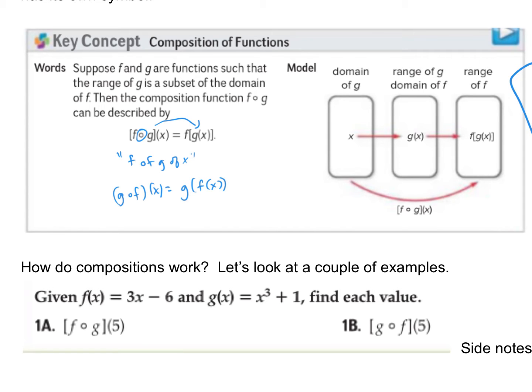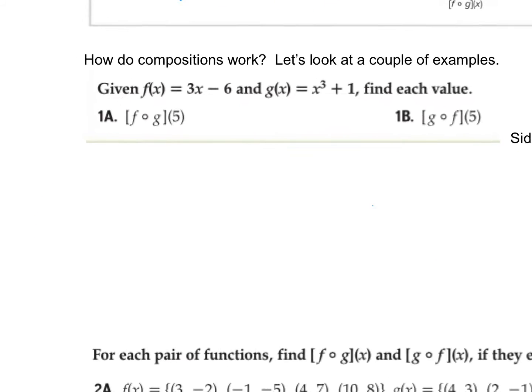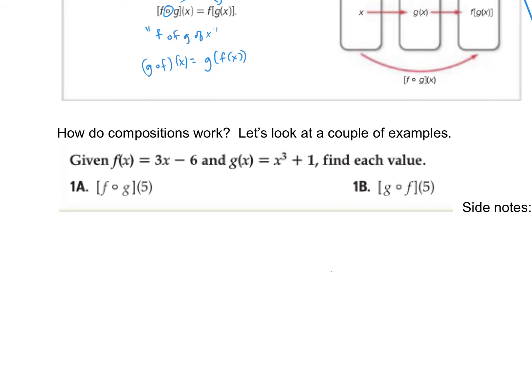Now, what does that mean? Well, that means basically anytime I have a composition symbol, I'm going to be plugging one function into another. So let me show you how this works. First of all, let's start with these examples here. This is f of g of 5. So the very first thing I'm going to do is write f of g of 5 like that.